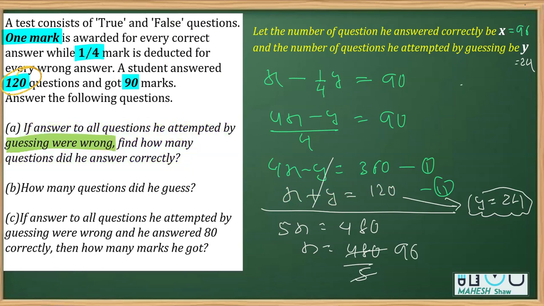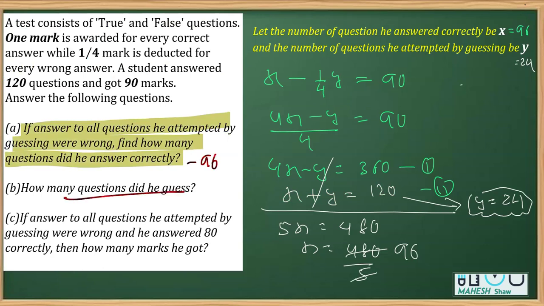Now, let's go back to the first part once again. The question was to find how many questions he answered correctly. So the number of questions he answered correctly is 96. Then we have to find how many questions he guessed. So clearly it is 24, which we calculated.